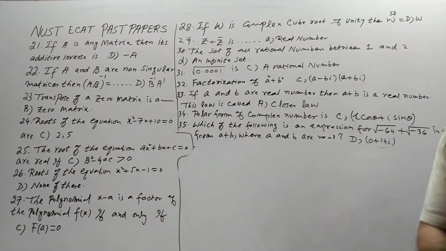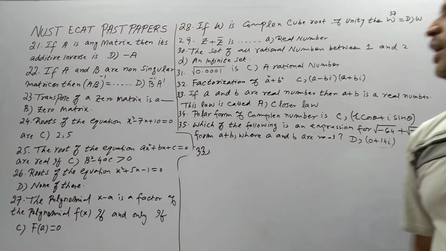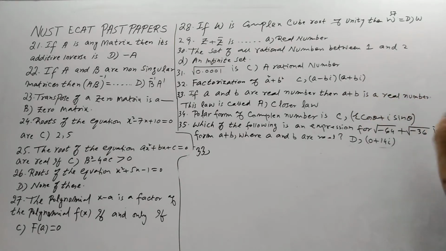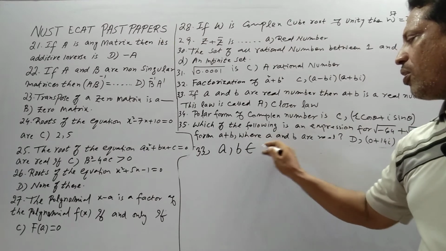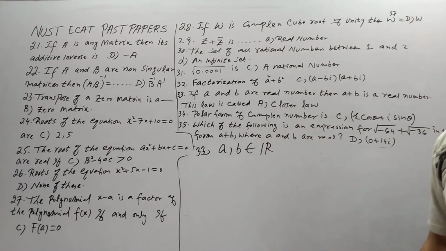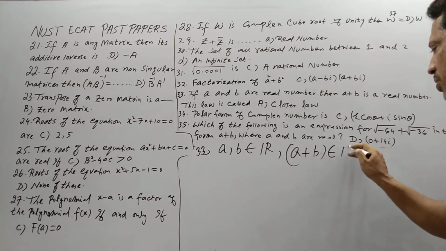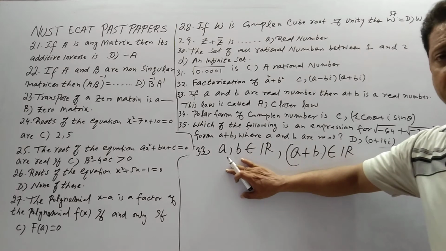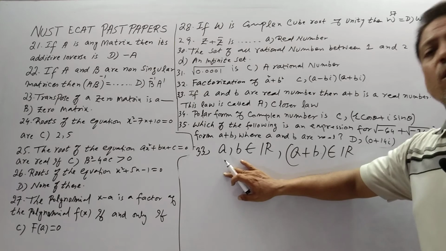MCQ number 33. If a and b are real numbers, then a plus b is a real number. A and b belong to the real numbers, and a plus b also belongs to the real numbers. This law is called what? You know, students, if we have two real numbers, according to the real number property, the sum of two real numbers is also a real number.